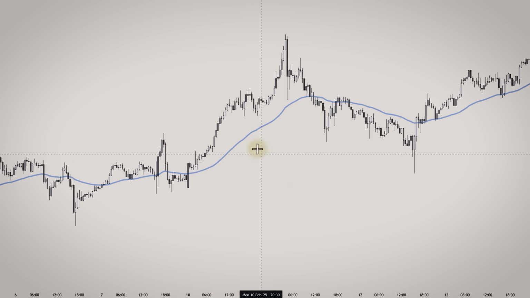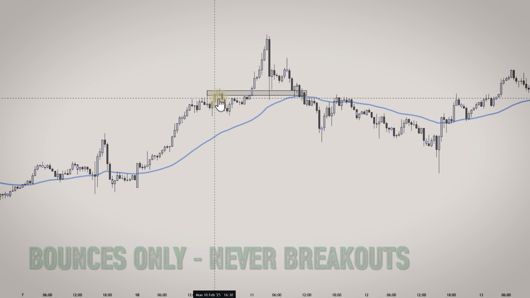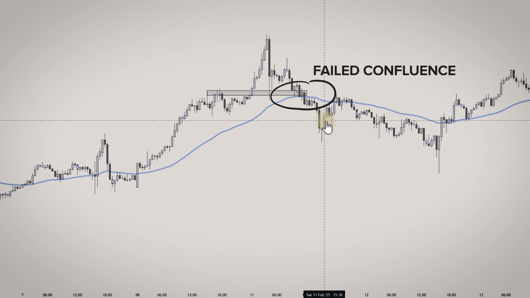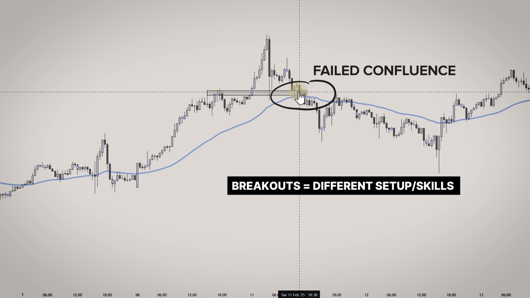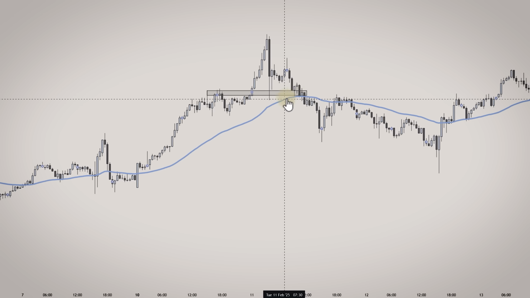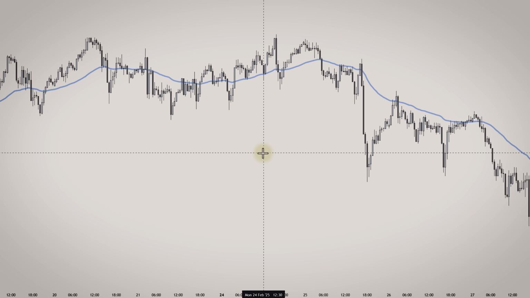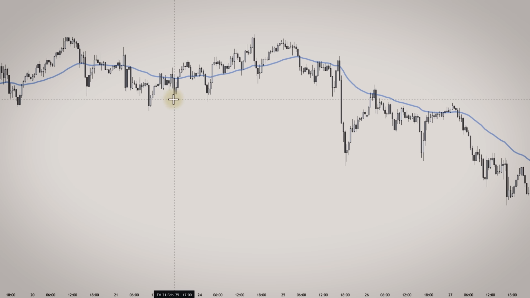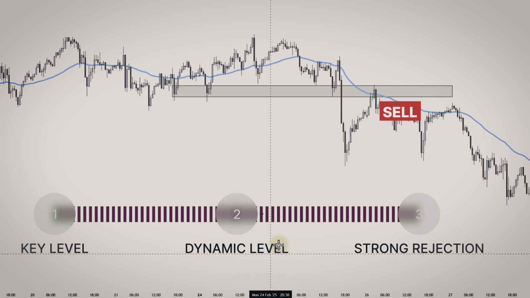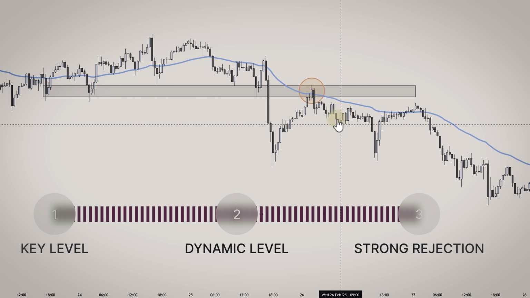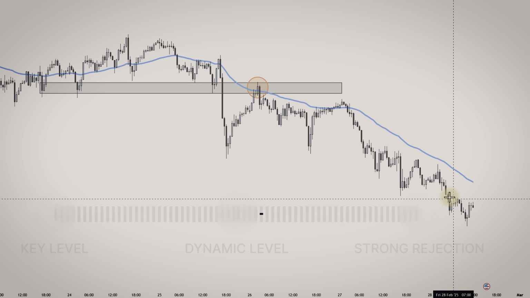And here's what separates this strategy from others. You only trade bounces, never breakouts. If price breaks through your confluence zone, you do nothing. You wait for the next setup. Breakout trading requires different skills and different risk management. We're bounce traders. We profit from zones holding, not from zones breaking. Your entry should feel natural. When you see the setup forming, when price approaches confluence, when you get that bounce confirmation, it should feel obvious. If you're forcing the trade or second-guessing yourself, it's probably not the right setup.